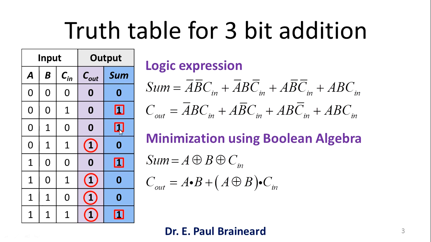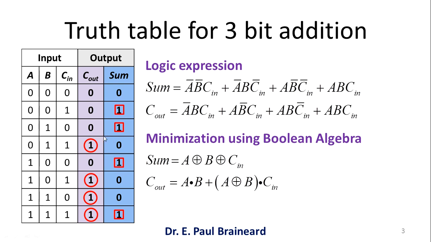Similarly, if you write for the other logic high outputs for sum, so this is A bar, B, C in bar. That's what I have written here. A bar, B, C in bar for corresponding this output. For this logic high output, the corresponding inputs are A, B bar, C in bar. That's what I am writing. That's the third term. And for the last term, it is A, B, C in.